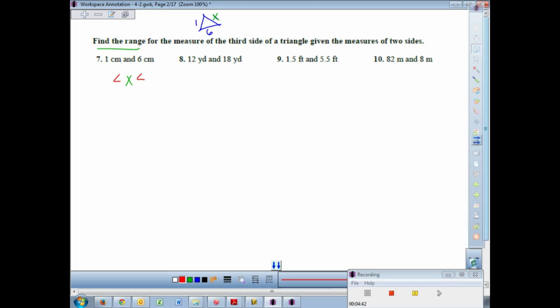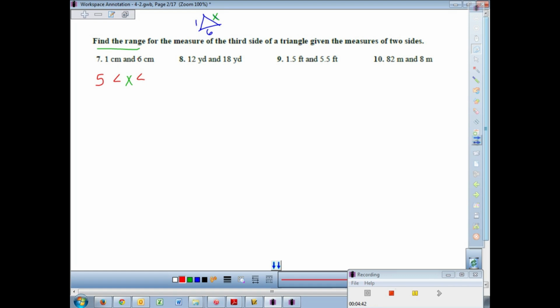We need to find the smallest boundary. How do you do that? You take these two numbers and subtract them from each other. What's 6 minus 1? 5. So that number goes on the left. The smaller number goes on the left. I found the smallest boundary by subtracting those numbers.